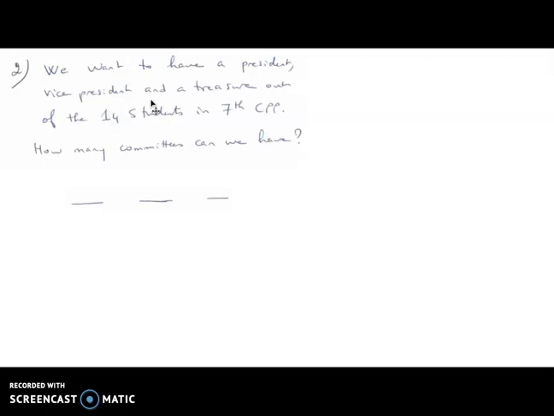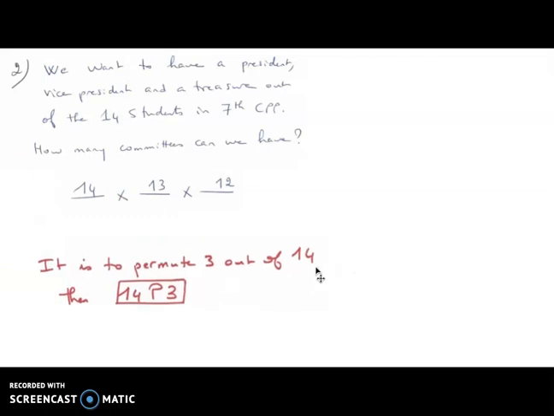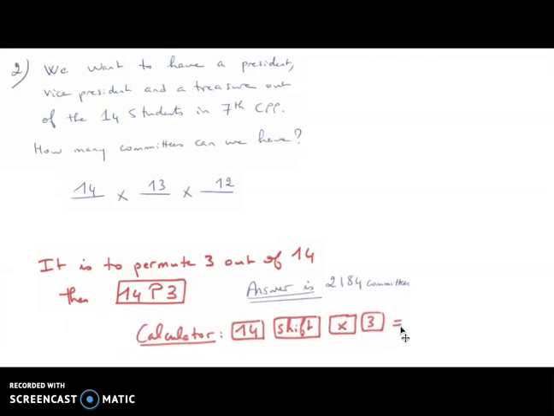So out of the 14 students, I have 14 possibilities to have a president, 13 possibilities to have a vice president, and 12 possibilities to have a treasurer. Because also repetition is not allowed. So I am permuting 3 out of the 14. And the answer is 2184 committees. Also, we can use the calculator doing 14 shift times 3. This is Casio ClassWiz, and we get the answer.